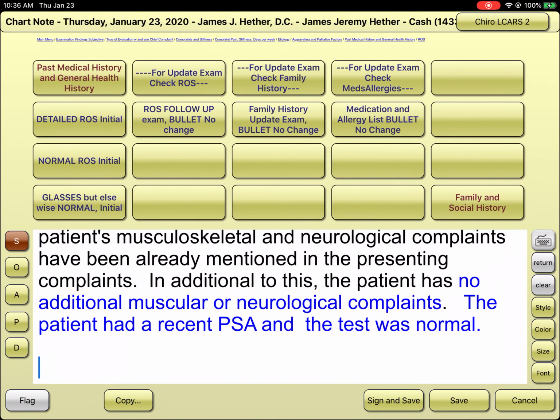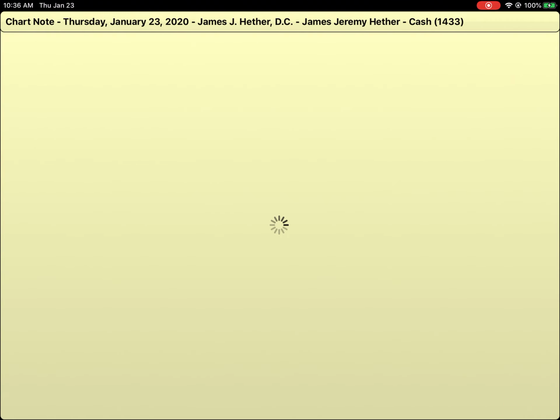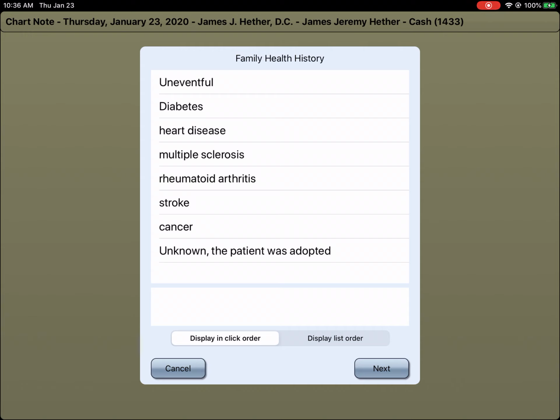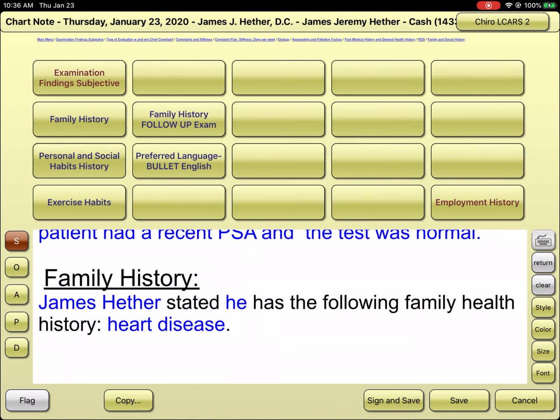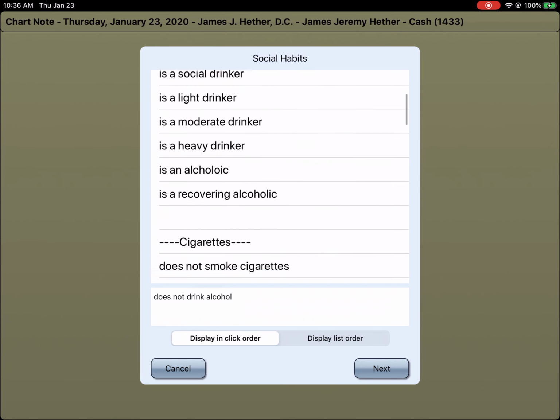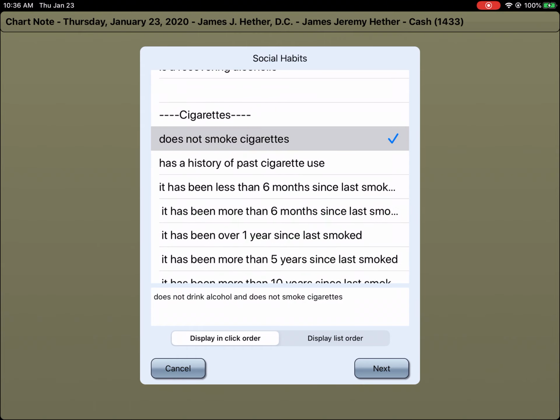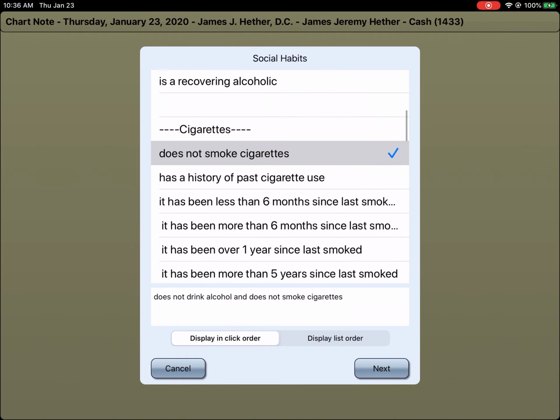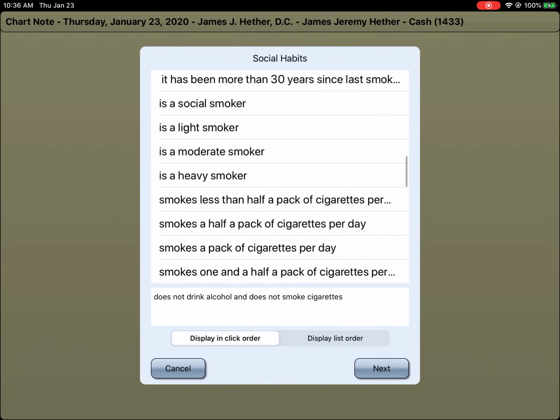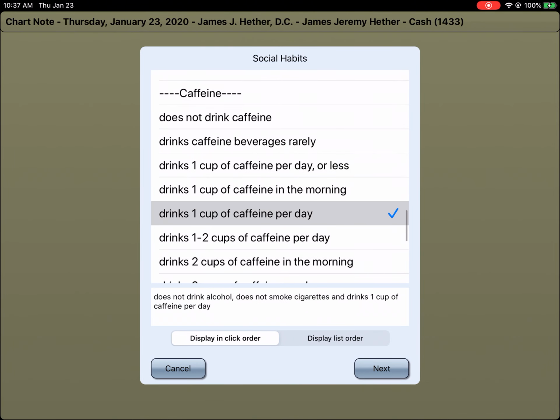And again, as I'm asking the patients these questions, I'm literally answering the iPad as fast as I'm doing right now. For the family history, they've already filled that in. They said they have a family history of heart disease. And from there, for alcohol, we can say that the patient does not drink any alcohol, they don't smoke any cigarettes, but has had a history of cigarettes. I will leave that one blank. And caffeine, they drink 1 cup of coffee a day.